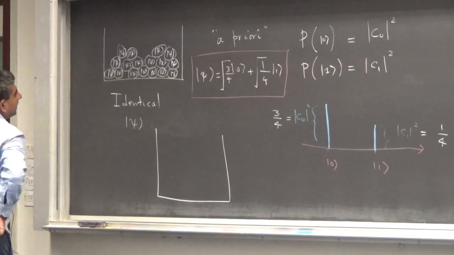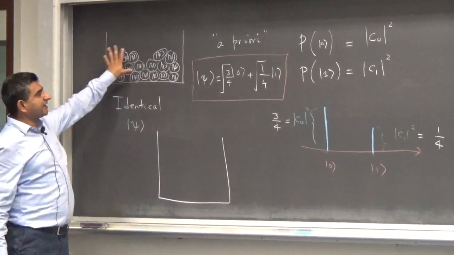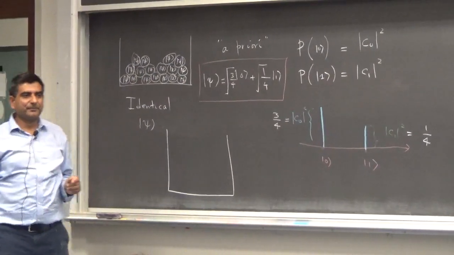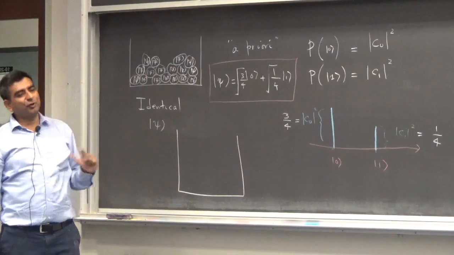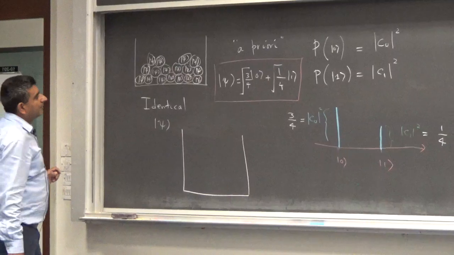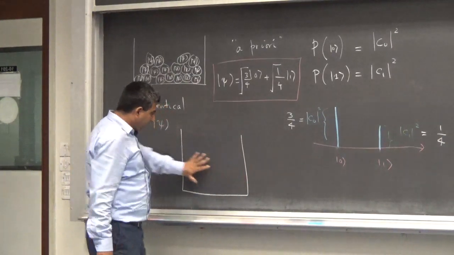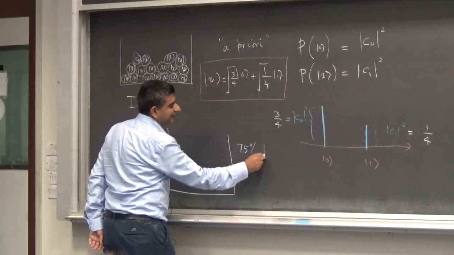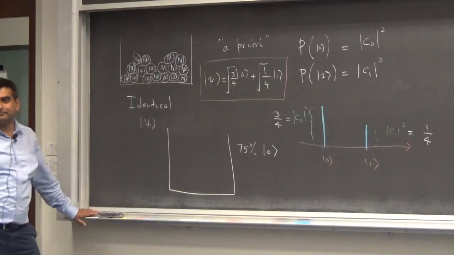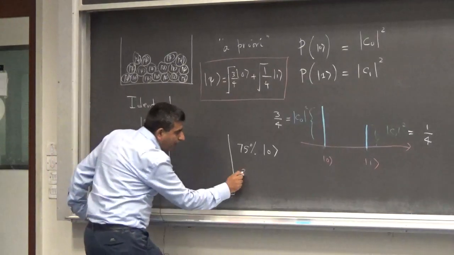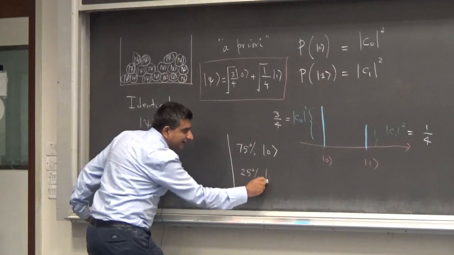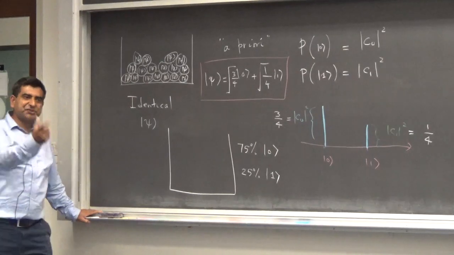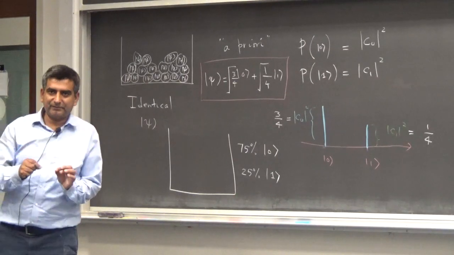Now suppose there's another preparation. So this is a state preparation scheme. If there's another preparation which looks like the following. It has a number of particles, but 75% of those particles are in the state ket 0 and 25% of the particles are in the state ket 1. Now there is a mixture of quantum states.